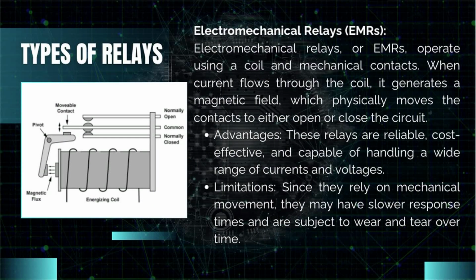Types of relays. Relays come in several types, each designed for specific functions and applications. Let's explore the three primary categories. Number 1, electromechanical relays. Electromechanical relays or EMRs operate using a coil and mechanical contacts. When current flows through the coil, it generates a magnetic field which physically moves the contacts to either open or close the circuit.